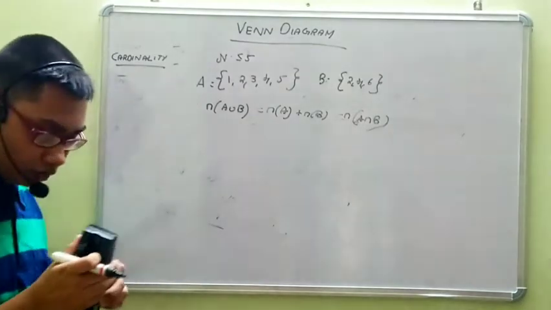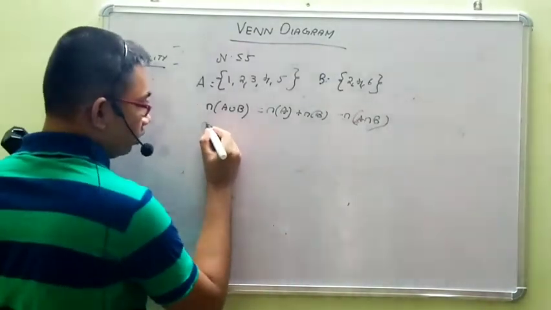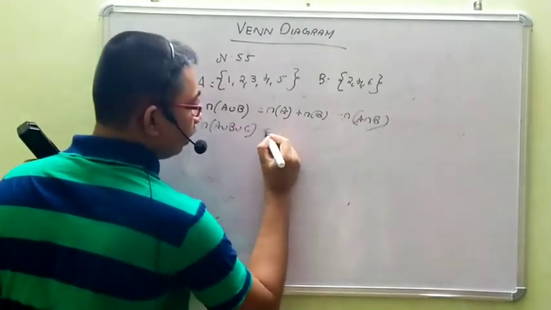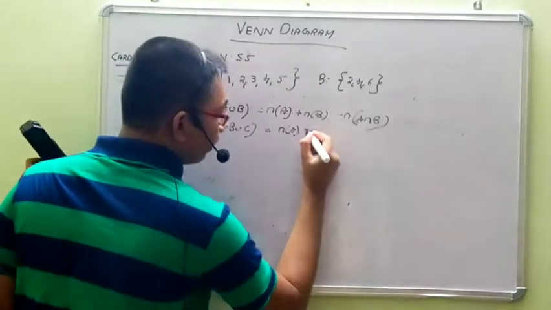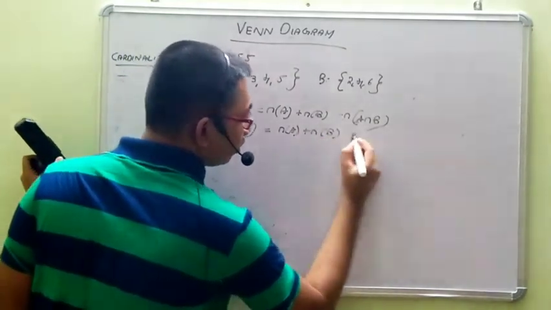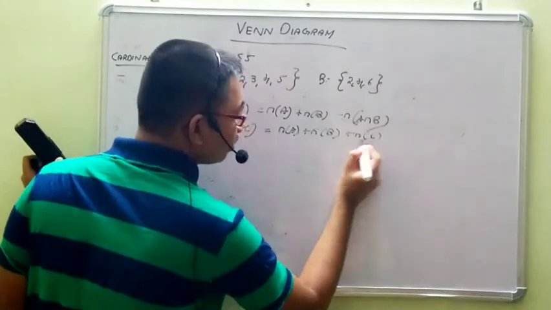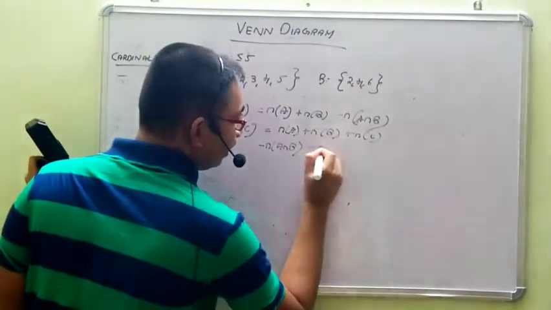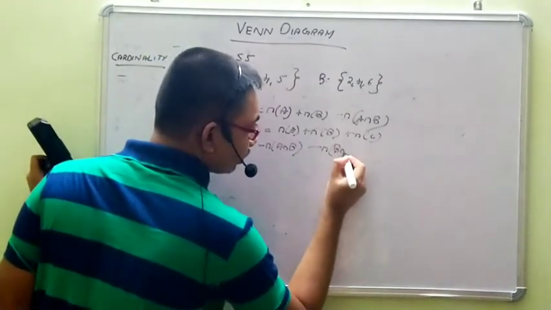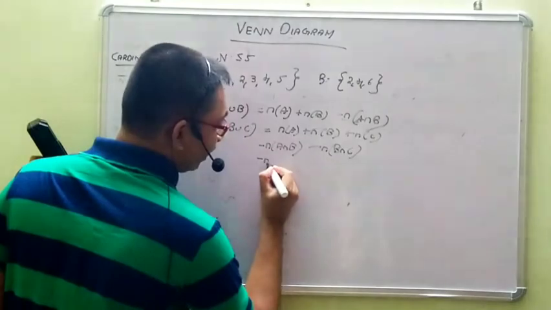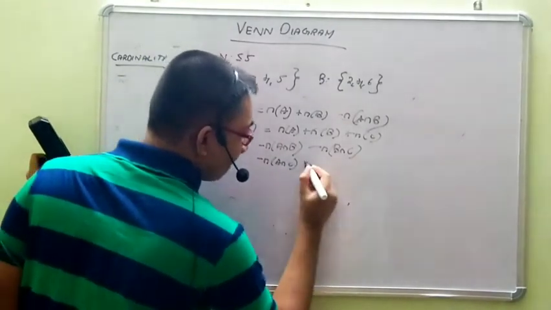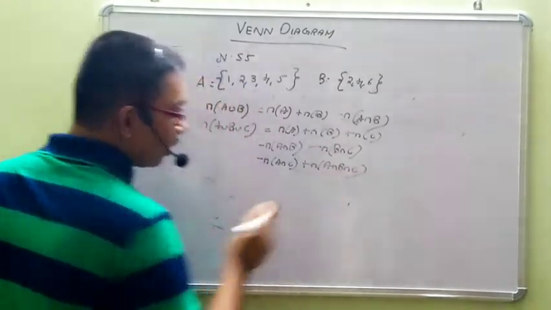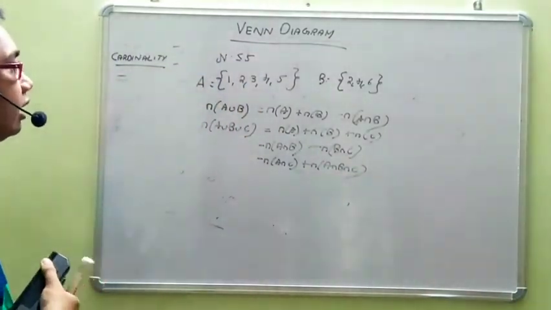Similarly, there are formulas for everything. n(A union B union C) is equal to n(A) plus n(B) plus n(C) minus n(A intersection B) minus n(B intersection C) minus n(A intersection C) plus n(A intersection B intersection C). This is the formula for 3 sets.